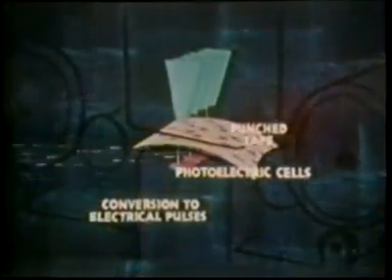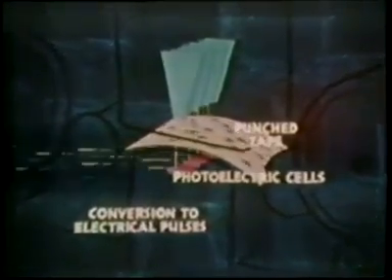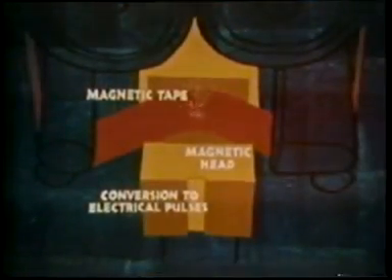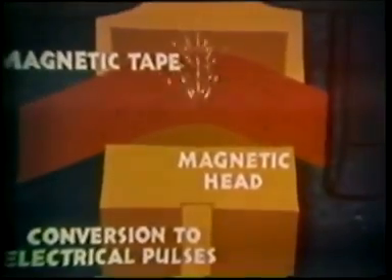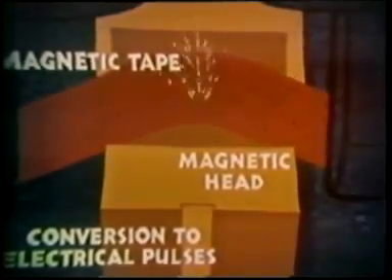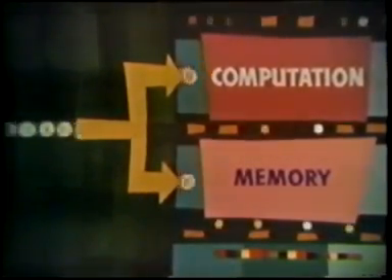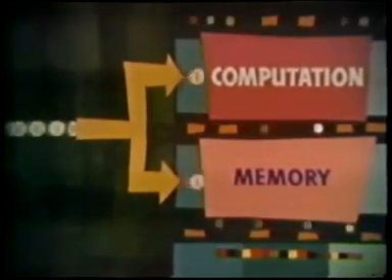With punched paper tape or cards, the detection of information is achieved through the sensing of each hole by photoelectric cells. The presence of a hole is then converted into a specific signal. The information on tape and discs is detected with magnetic read heads, which also translate the presence of a magnetized spot into specific signals. Some information fed into a computer is immediately involved in computation.